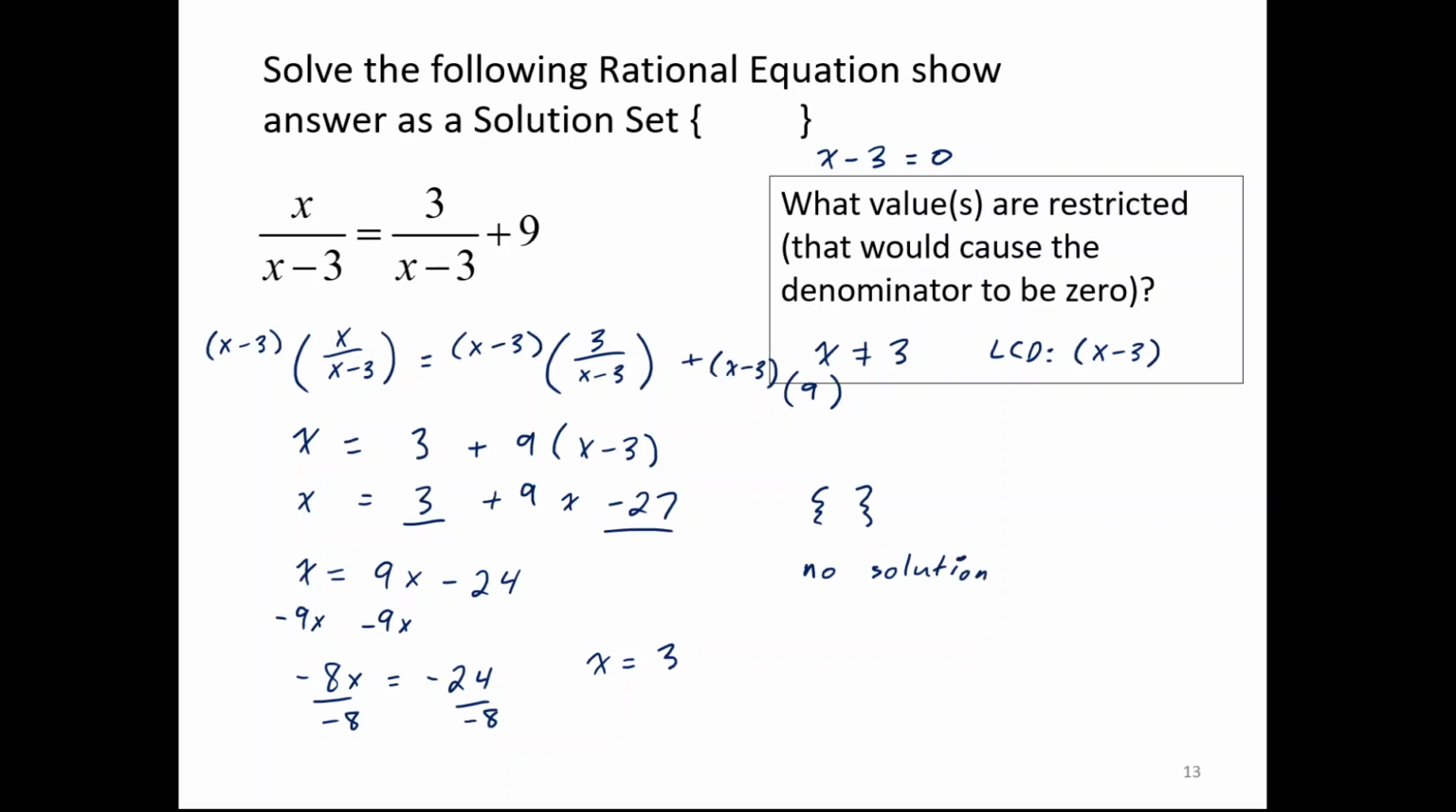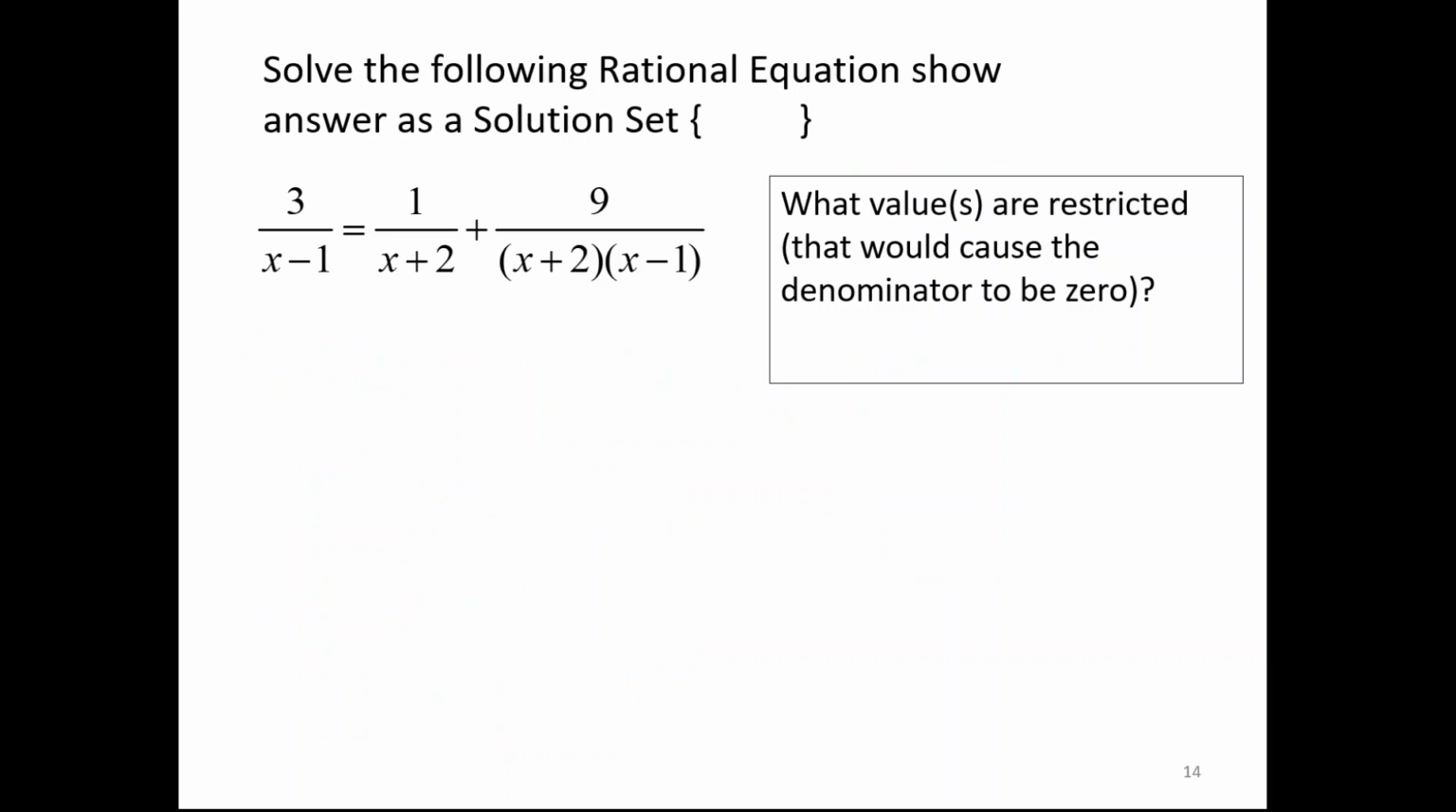Okay. In our next example, solve the following rational equation. Show the answer as a solution set. The equation is 3 over the quantity x minus 1 equals 1 over the quantity x plus 2, plus 9 over the quantity x plus 2 multiplied by x minus 1. So two expressions, x plus 2 and x minus 1, multiplied.